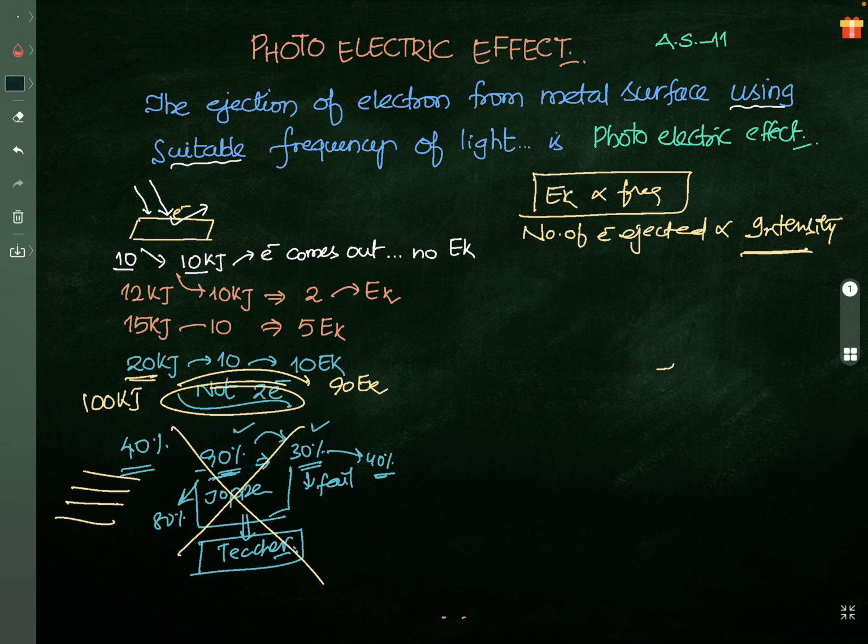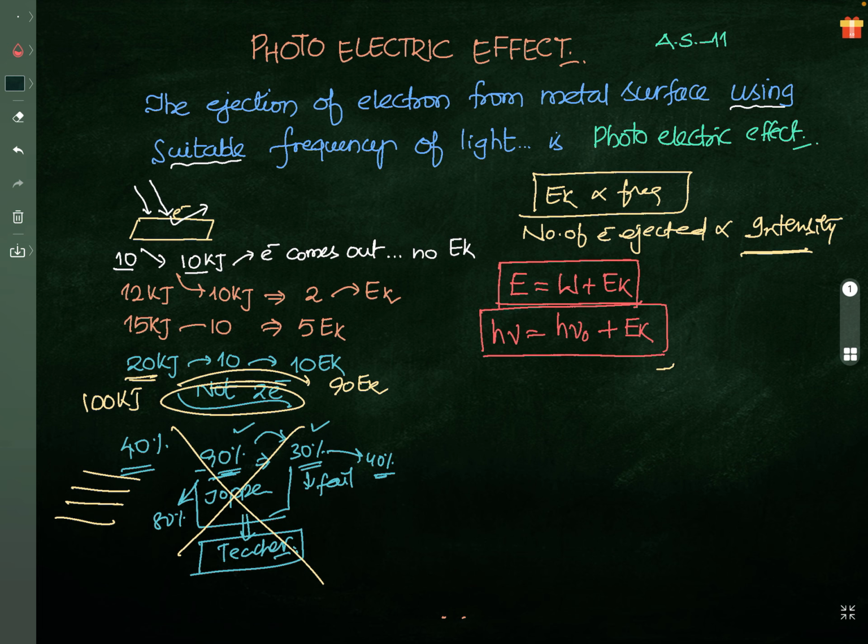Right? The formula is: whatever energy you are giving, that equals the work function, the energy required to remove the electron, plus kinetic energy. Or in place of E, you can write h nu. Here h nu naught plus kinetic energy. Kinetic energy is equal to h nu minus h nu naught, or equal to h into (nu minus nu naught). Very simple formula.